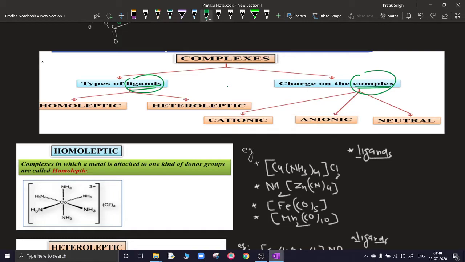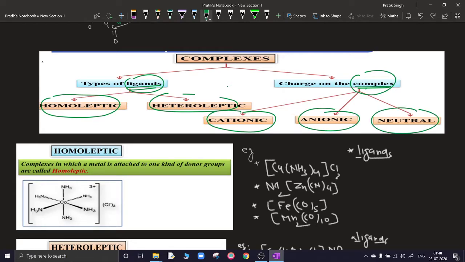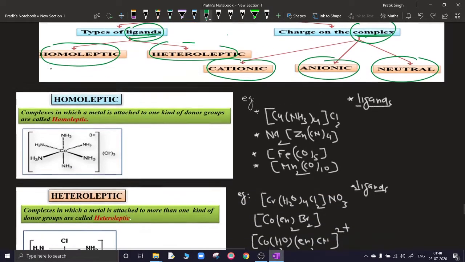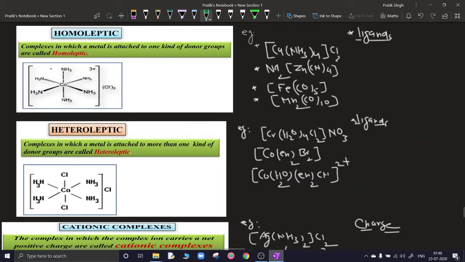On the basis of the ligands, the complex can be homoleptic or heteroleptic. And on the basis of the charge, it can be what? Cationic, anionic, or neutral. So let us understand one by one what the different types of complexes are.